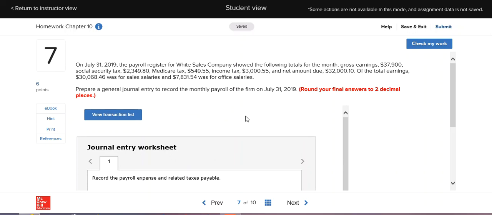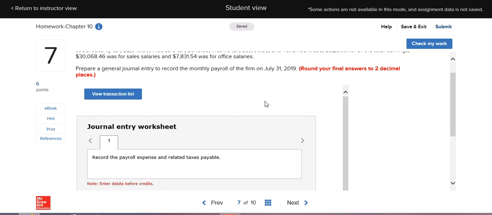All right, so on this one it says we're on July 31st, we've got a payroll register with some totals, and we've got gross earnings, Social Security tax, Medicare tax, income tax, net amount due. And then it says of the gross amount, some of it was for office salaries. So it says use the general journal entry to prepare the monthly payroll for the month of July.